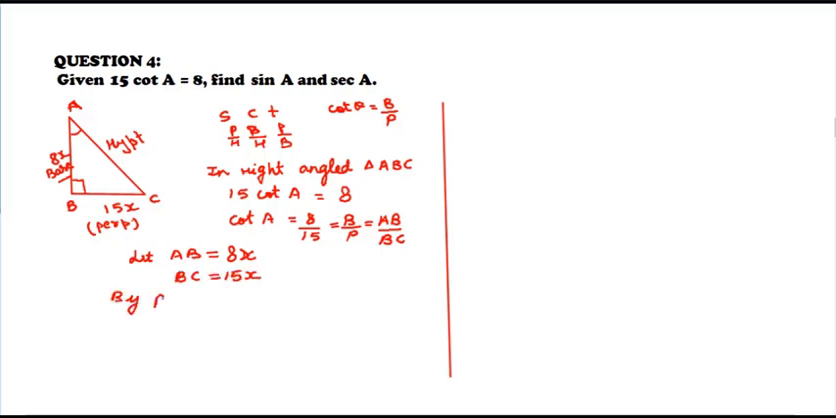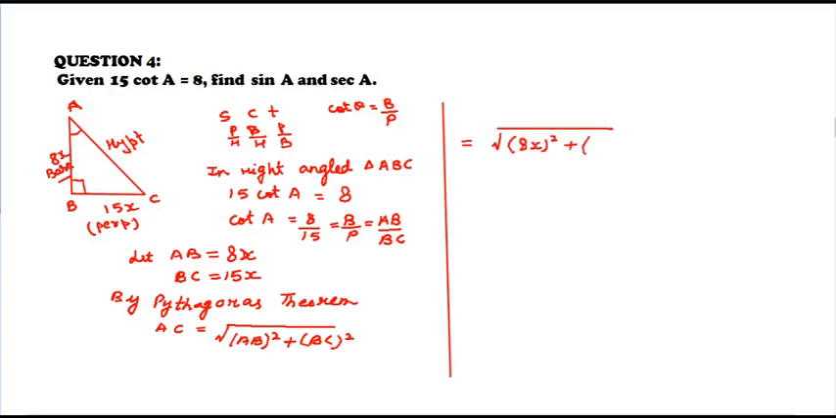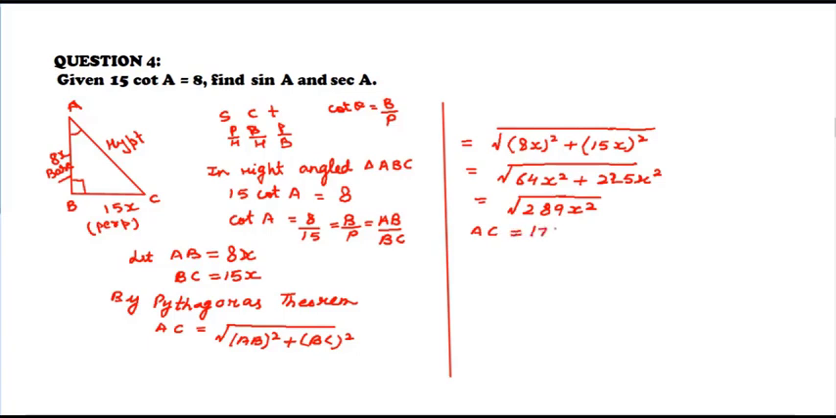So by using Pythagoras theorem, AC is equal to under root AB square plus BC square, that is equal to under root 8x square plus 15x square, that is equal to 64x square plus 225x square, that is equal to under root 289x square, and root of 289 is 17, so it becomes 17x. Value of AC is equal to 17x.